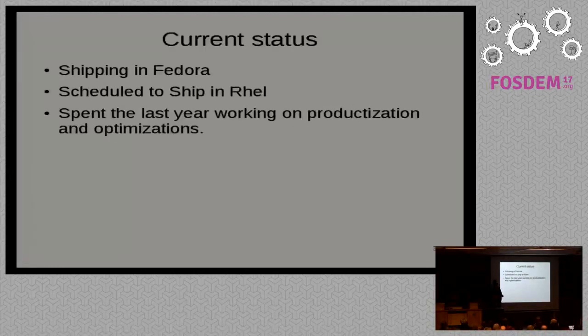All right, so we ship in Fedora. If you run Fedora 25, it's just -XX:+UseShenandoahGC, and you can try it out in Java 8. We're scheduled to ship in the next release of RHEL. I can't promise that that's going to happen, but that's the current schedule. And we spent the last year working on productization and optimizations. We are much more stable, and we're getting much better performance.